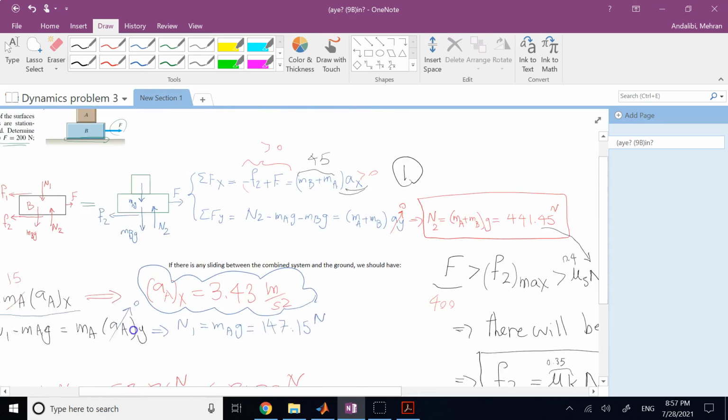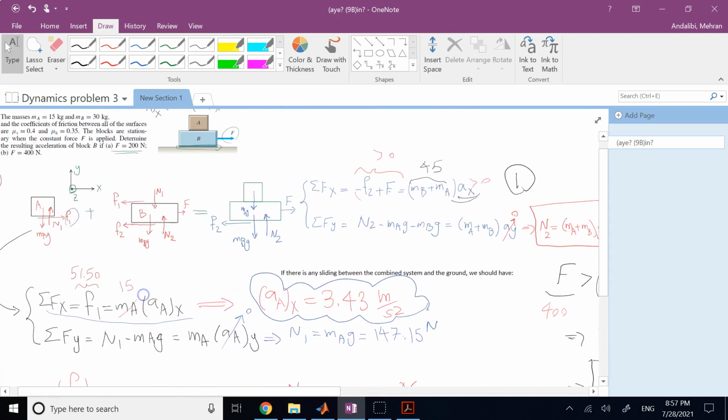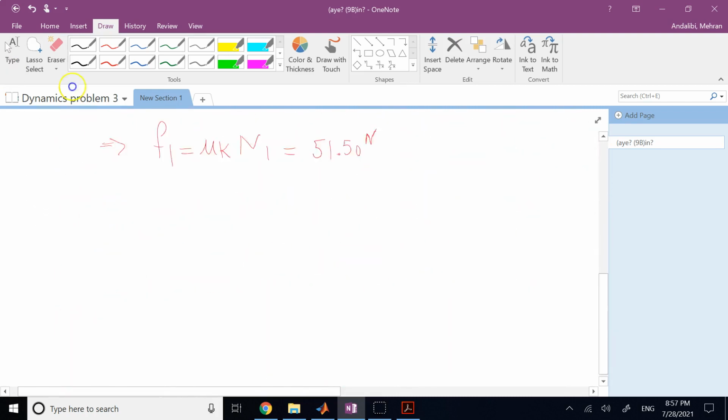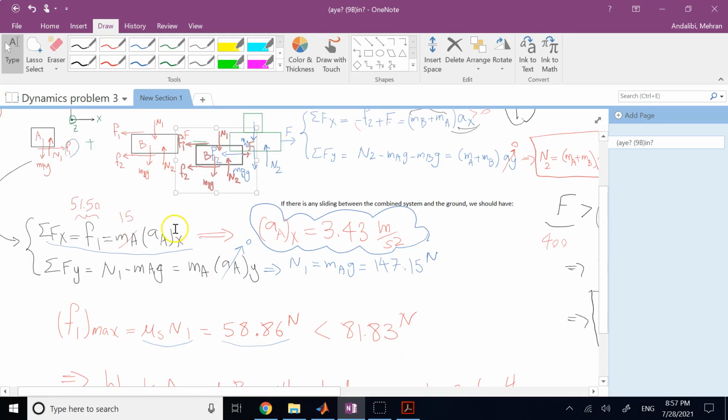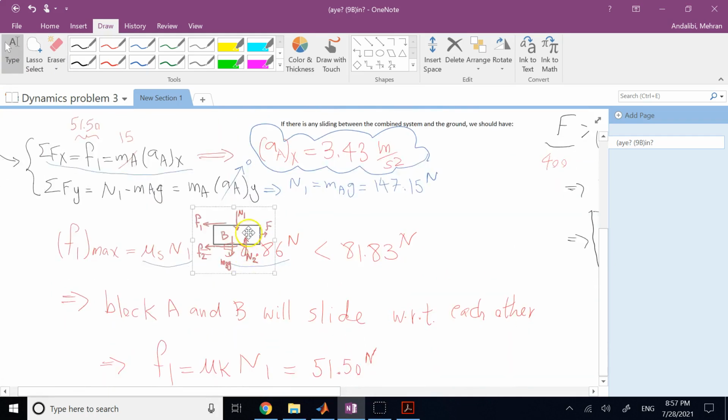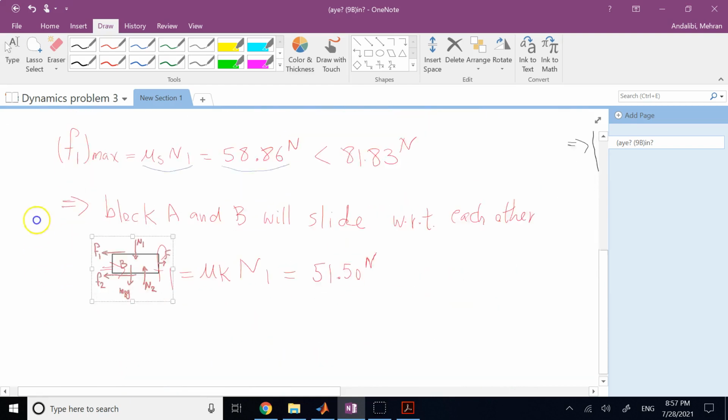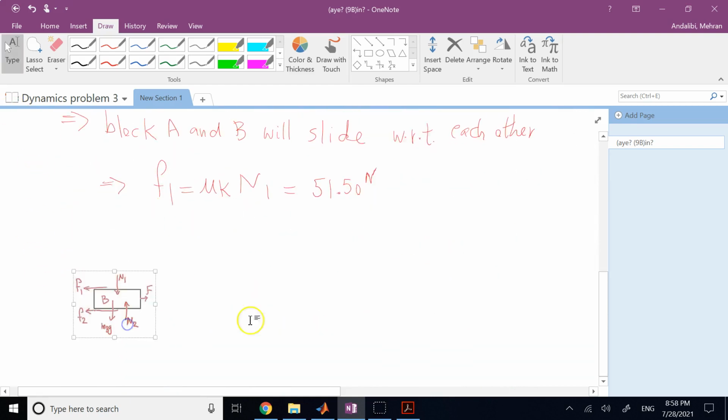I have to go and look at what? Look at the FBD of block B. So I need to basically make a copy of this, and go down here, and take a look, see what's going to happen. So this is block B. Now for block B, I need to look at the x direction. Sum of forces in the x is F minus F1 minus F2. This is equal to mass B times acceleration Bx.